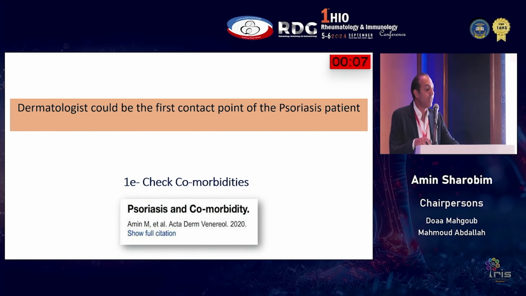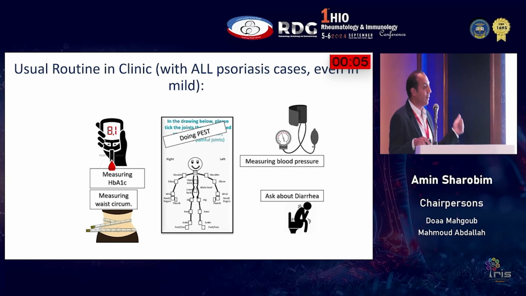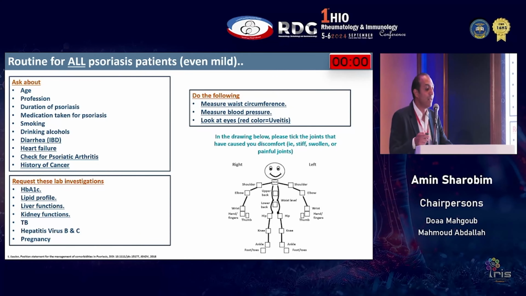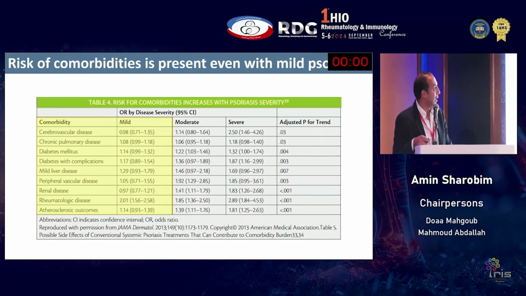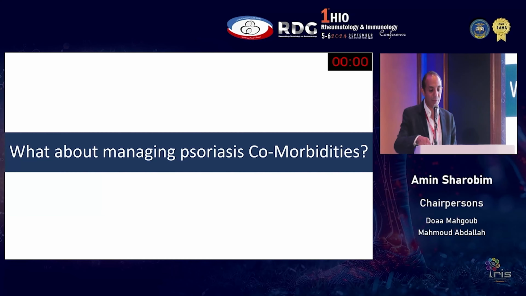Finally, I want to say that we have to check comorbidities. We have to check the glycosylated hemoglobin, measure the waist circumference, and exclude metabolic syndrome for this patient. We have to do exclusion for the joints and do a good examination of the joints, measure the blood pressure, and ask about diarrhea and Crohn's disease. You have to have a list of required labs and measurements for this patient. And that's it. Thank you very much.